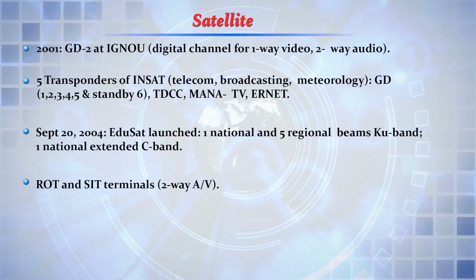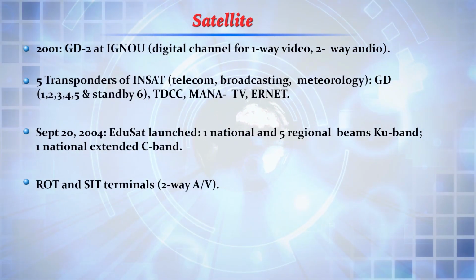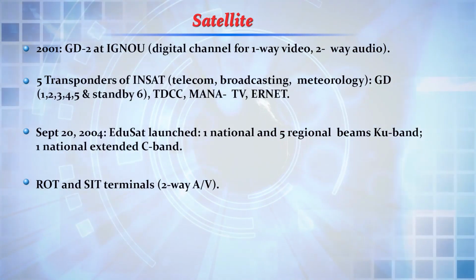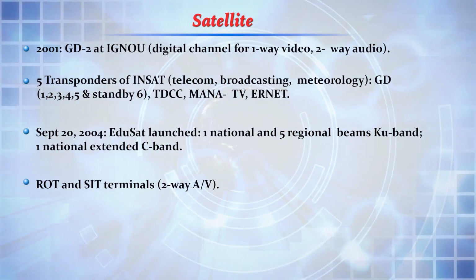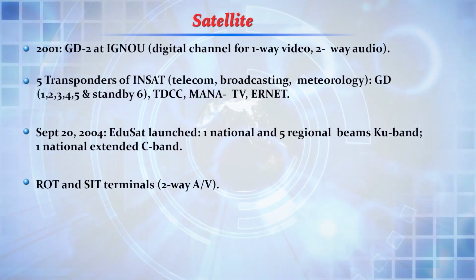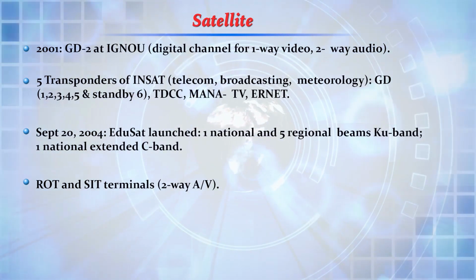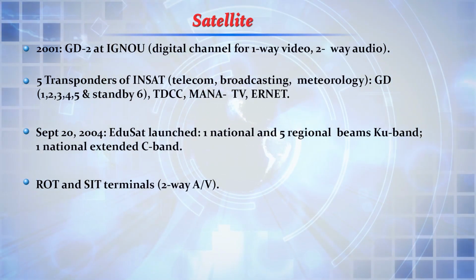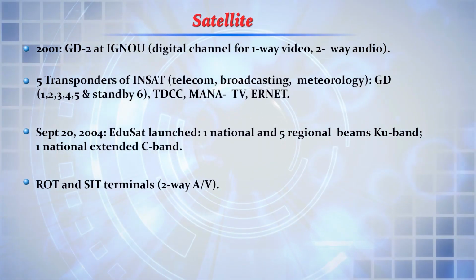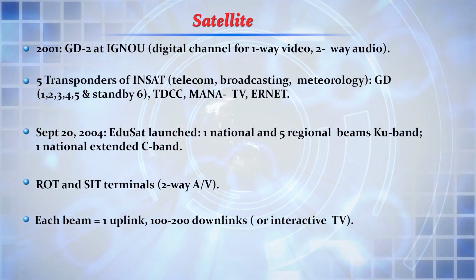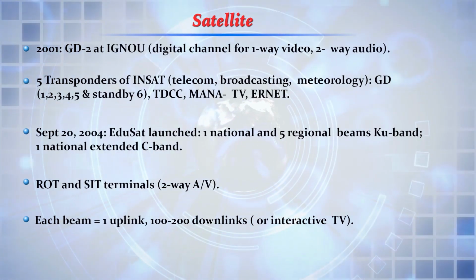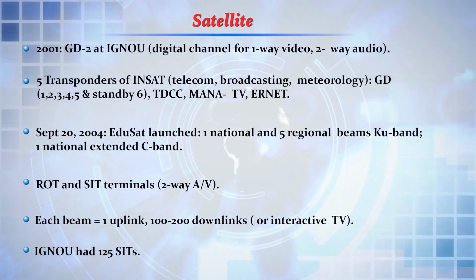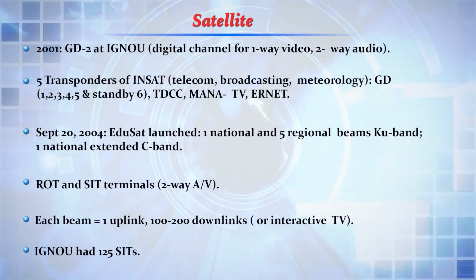There were 2 kinds of two-way audio video: receive-only transmit terminals and satellite interactive terminals. Receive-only terminals can only receive, they cannot ask questions, but they can view and listen to the questions being asked and the interaction taking place between the sending and receiving ends, where satellite interactive terminals are located. So for each beam and 1 uplink, there were almost 100 to 200 downlinks or interactive television sets. IGNOU had almost 125 satellite interactive terminals, which still continue.